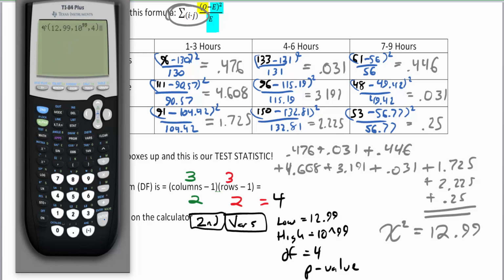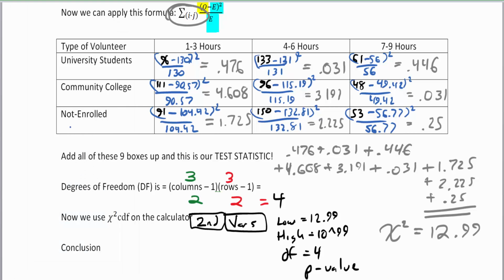Our p-value is 0.0113, or 1.13%. So our p-value is equal to 0.0113. Now, you'll notice that we have to make a conclusion based on this, and this is based on the alpha given in the problem. Oh, you notice there is no alpha given in the problem, so we default to an alpha of 5%.